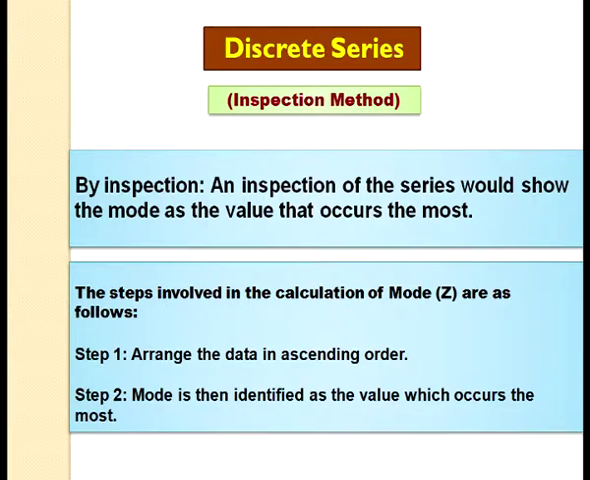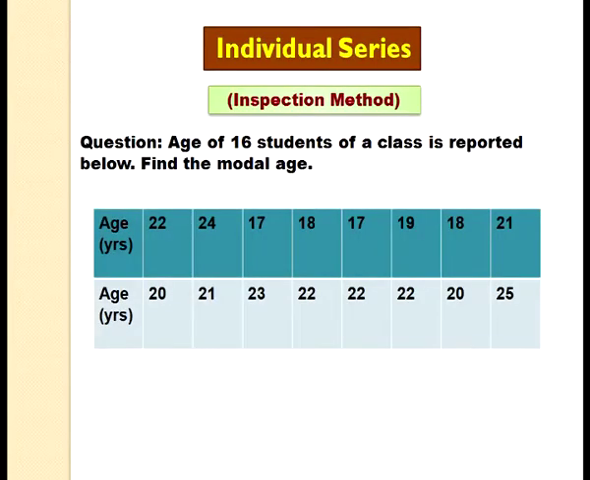So what would be the steps? Step 1, we need to arrange the data in ascending order. Then step 2, identify the value which is being repeated the most, and it would be called the mode. So let's take an example. In this following question, the ages of 16 students of a class are reported as below. Find the modal age. We can see the data is not arranged, so we need to arrange the data.